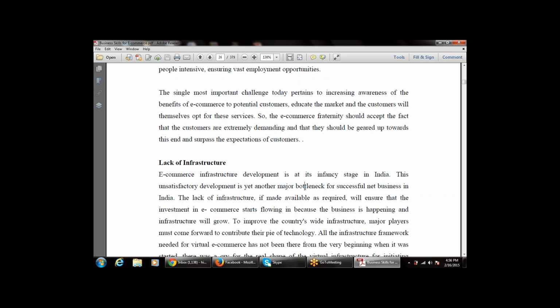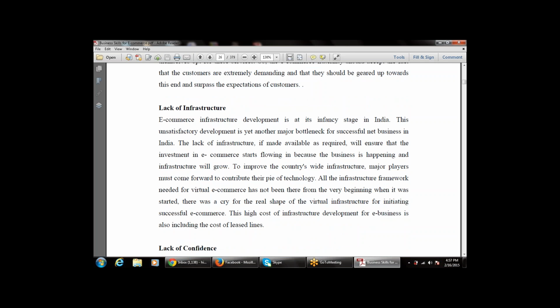To improve the country-wide infrastructure, major players must come forward to contribute their share of technology. All the infrastructure framework needed for virtual e-commerce has not been there from the very beginning. When it started, there was a cry for the real shape of the virtual infrastructure.